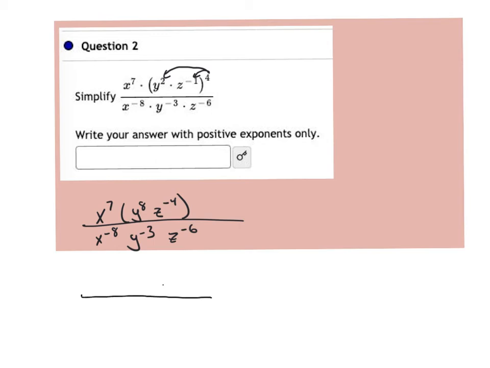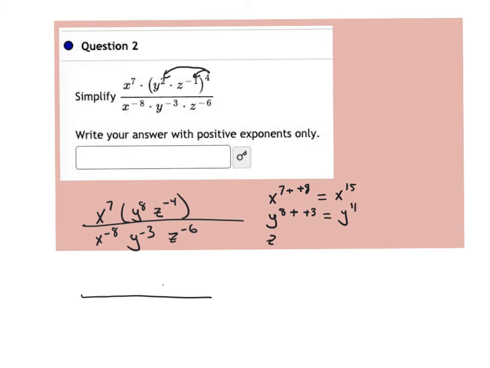Now, I'm going to start off with my x's. I have x to the 7th minus a negative 8. So when you add the opposite, that will give you x to the 15th. For my y's, I have y to the 8th minus a negative 3. So you add the opposite, and that will give you y to the 11th.